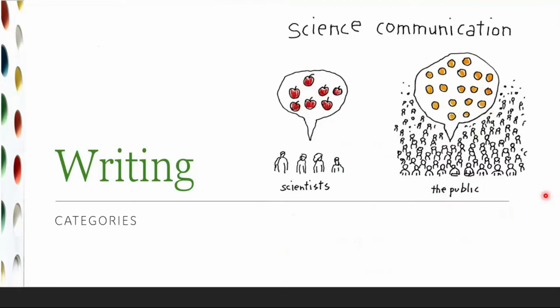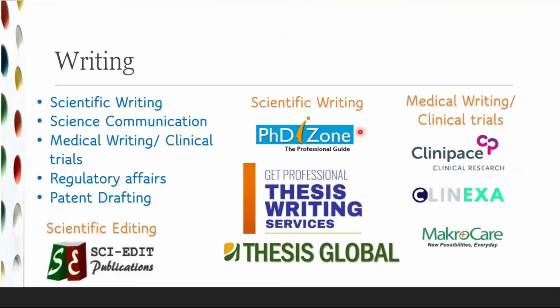The next sector is then the writing part. Scientific writing or science communication is very, very important because you can see here, scientists may be talking about something which actually looks like an apple, but how the public understands and interprets it, it could be like oranges. So you need to have a bridge between the scientists and the public, and therefore science communication is important.